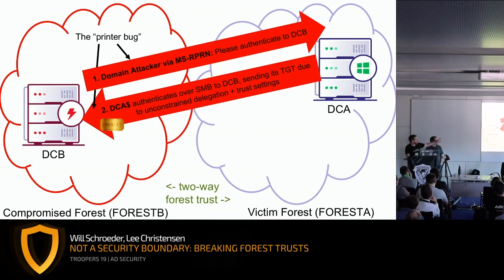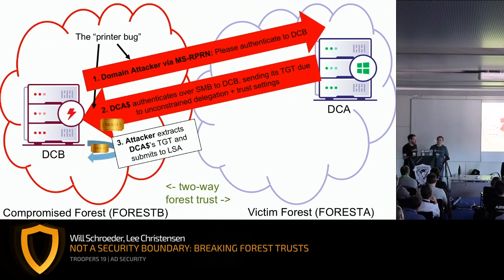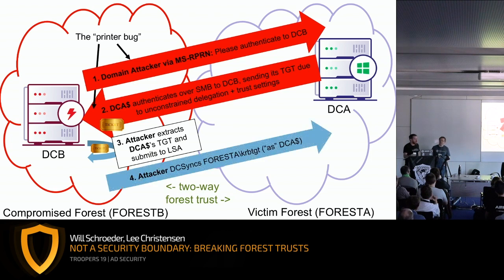So these first two parts, this is the printer bug, and we can trigger the printer bug in the foreign forest because that Authenticated Users SID, that group, is the only permission we need by default to trigger this. And then DCA's machine account TGT is going to flow back because of default trust settings. The attacker will then extract DCA$'s ticket granting ticket out of memory, which we can do because we're admin on the server. We're going to submit that to LSA. And now it is as if we are DCA$, and then we can just DCSync as DCA$ and compromise all the credential material in the forest for forest A.